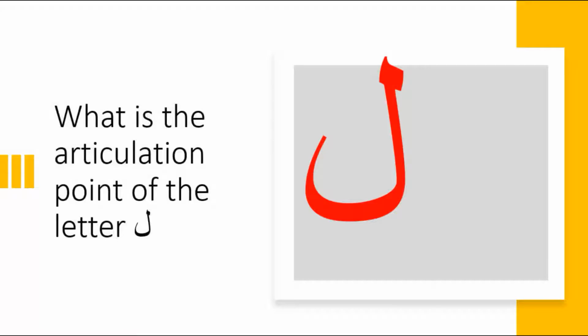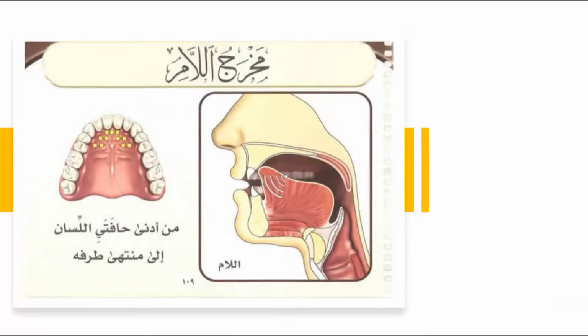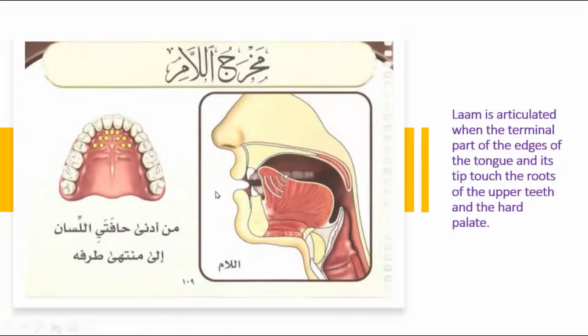So what is the articulation point of the letter Laam? Means how to pronounce the letter Laam. The letter Laam is pronounced or articulated when the terminal part of the tongue or the terminal part of its edges and the tip of the tongue touches the roots of the upper teeth and the hard palate. So if this is your tongue, and this is the edge of your tongue, the terminal part of the edge of your tongue, together with the tip of your tongue, touch this zone. This is the root of the upper teeth and the hard palate.